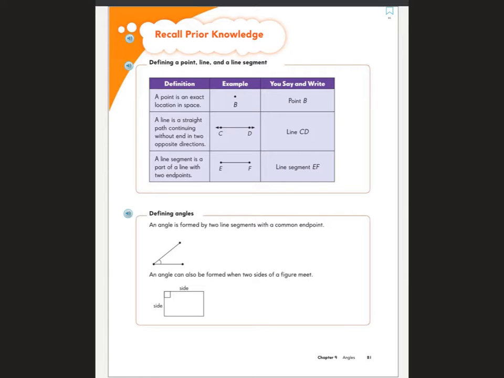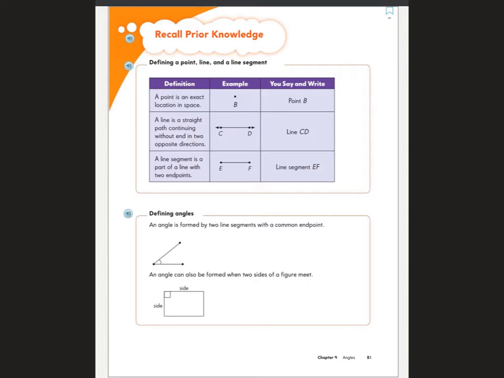As we work on problems today, you can write down the answers in your math notebook if you brought that home with you, or just on any piece of paper that you have at home. Let's start by looking at the three really important vocabulary words up at the top of the page in the purple box.